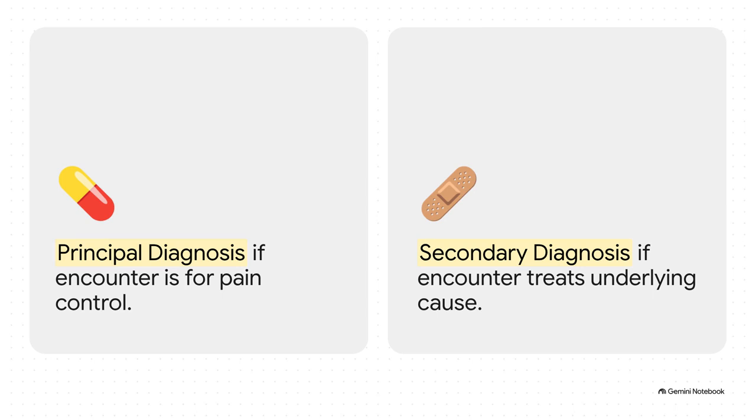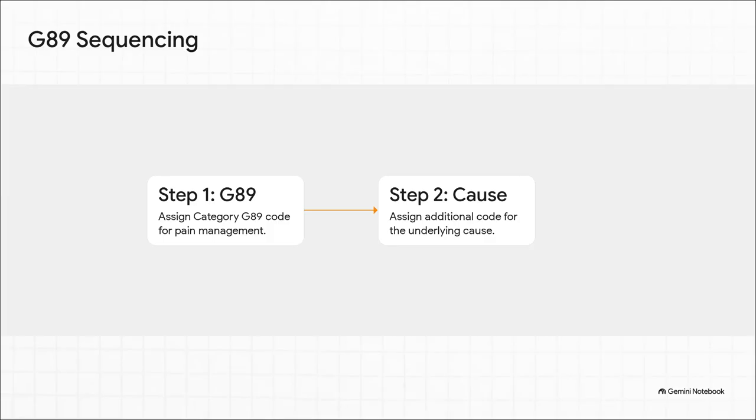Conversely, if they're admitted for a surgical procedure to treat the underlying condition itself, like a spinal fusion for arthritis or trauma, G89 drops down to a secondary diagnosis, just to specify if that pain is acute or chronic. So when the encounter is explicitly for pain control, you're going to step through your coding like this. Step 1, you always assign G89 first. Step 2, you follow it immediately with the specific underlying cause, assuming it's known.